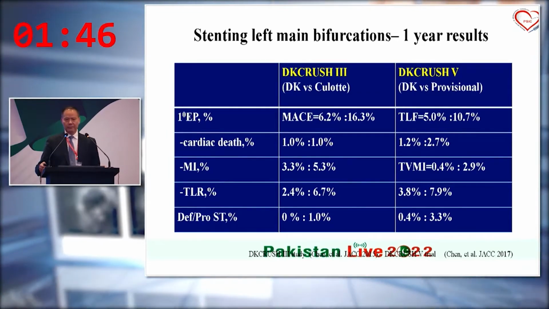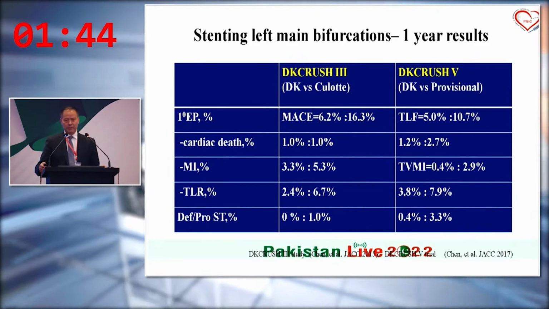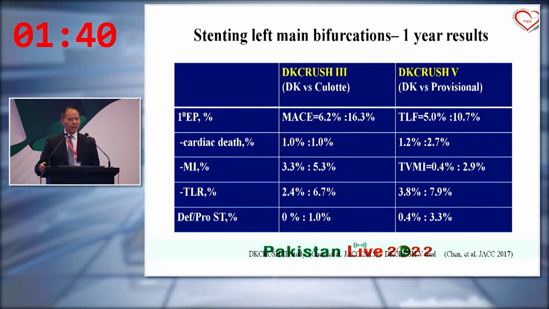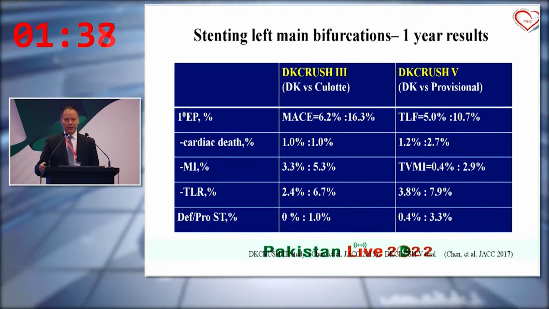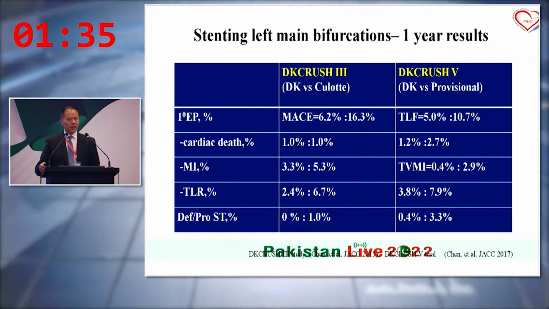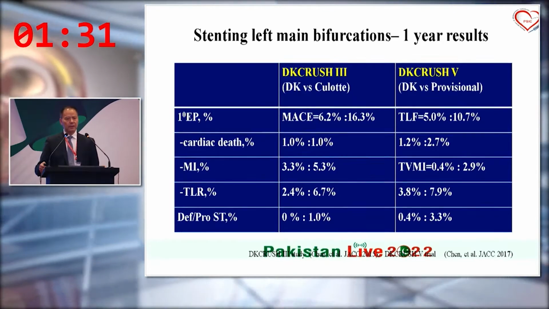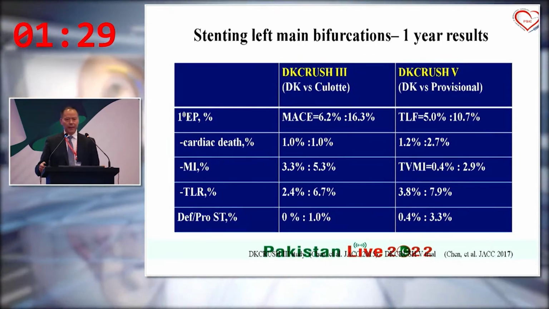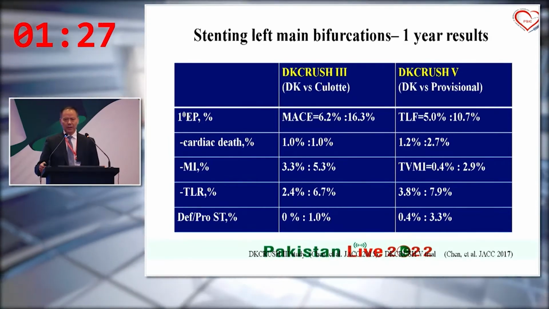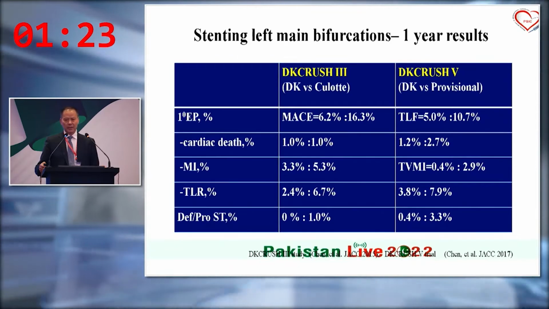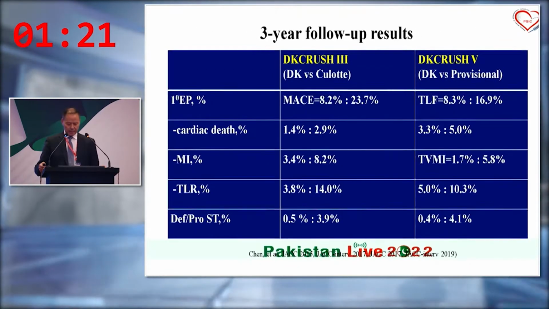In this study, in the systematic two-stent group, almost 80 to 82% of the lesions were treated by DK crush. So here I could boldly say DK crush is superior to the provisional stenting technique for real complex bifurcation lesions. After the 1-year report, last month, our 3-year follow-up was just published in JACC Cardiovascular Interventions.